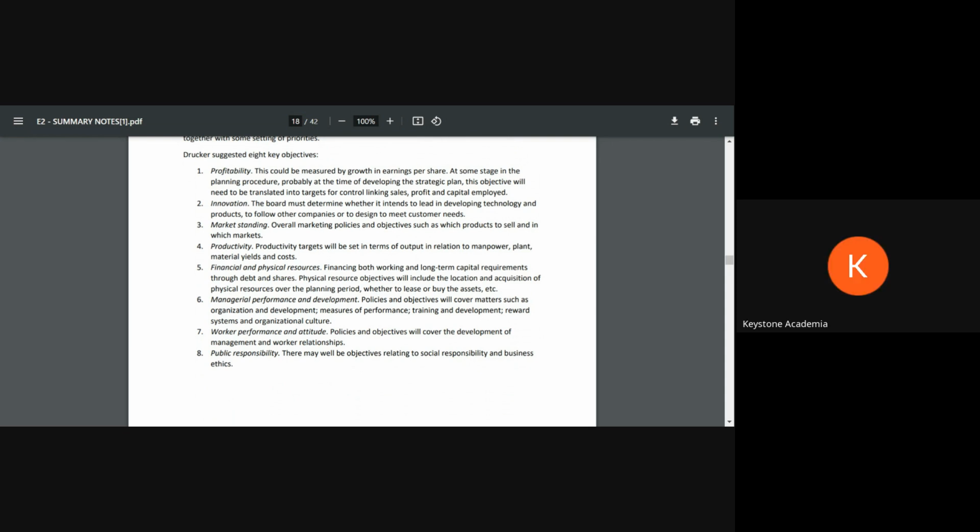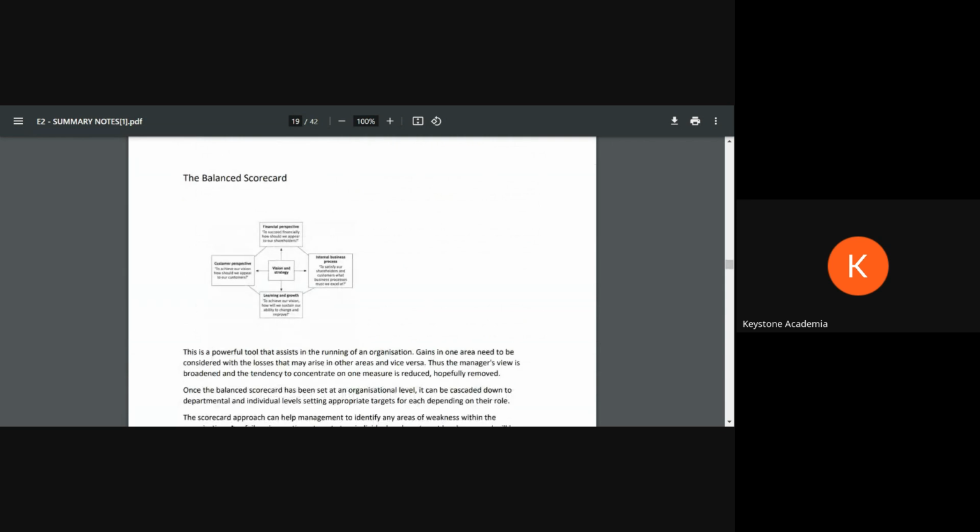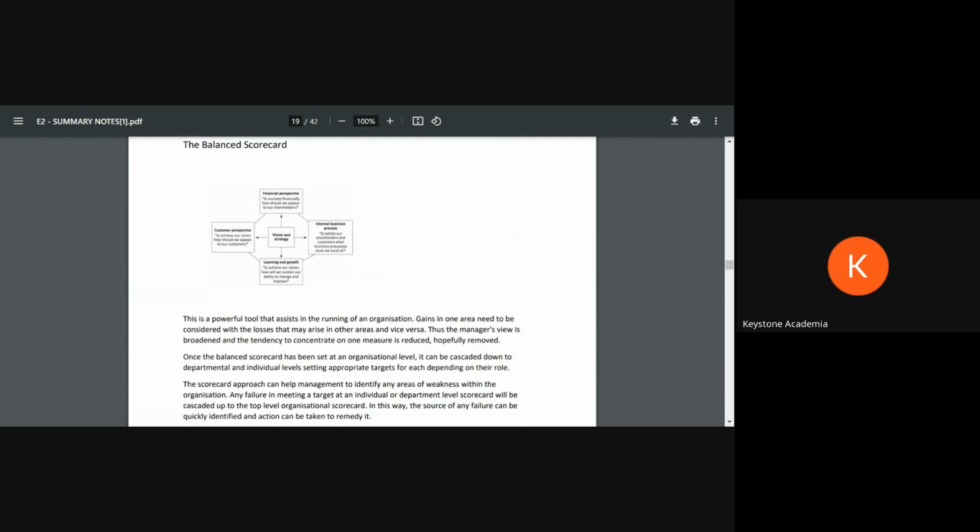Okay. Balanced scorecard. Can anybody give me any insight on that? Balanced scorecard means we will divide the business into four things: a financial perspective, internal business process, learning and growth, and customer perspective. So we will analyze the company's aspects according to these perspectives.